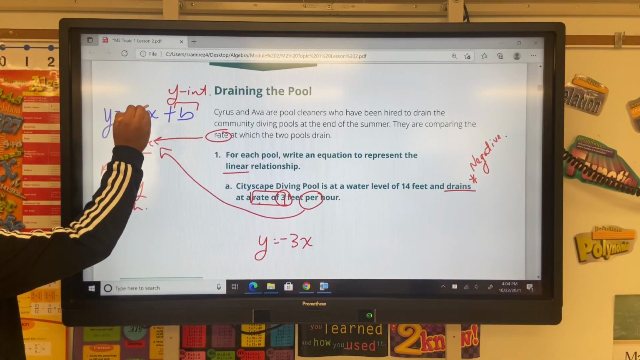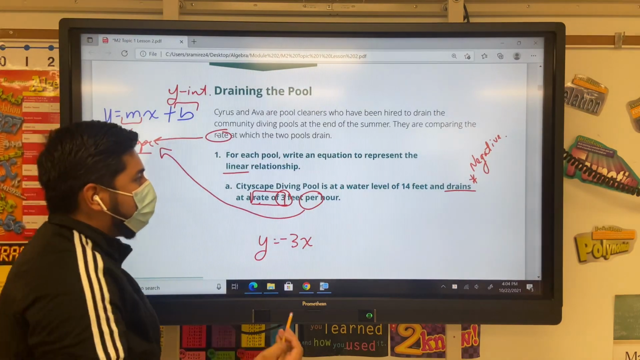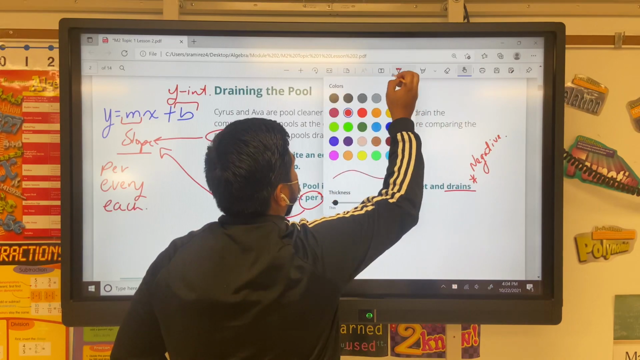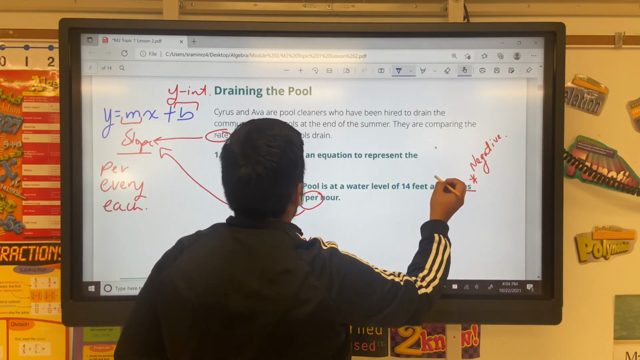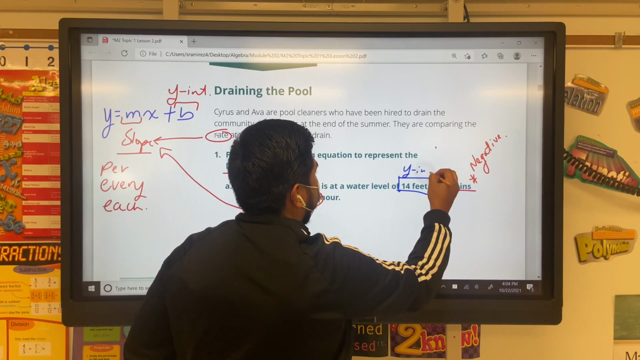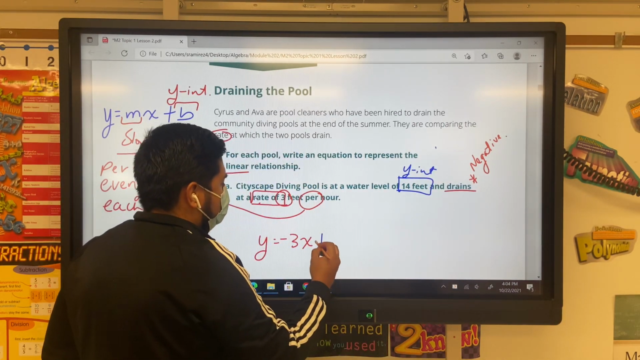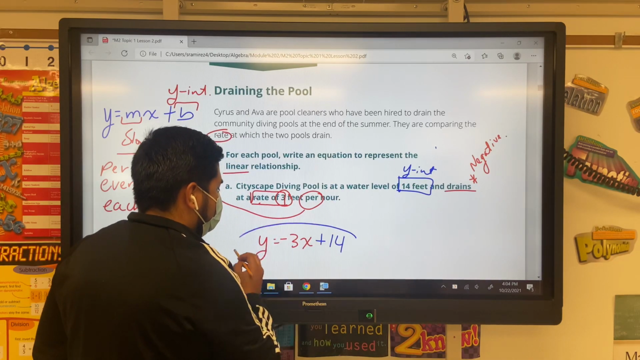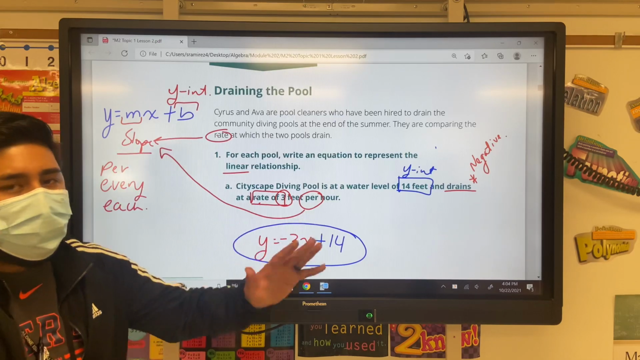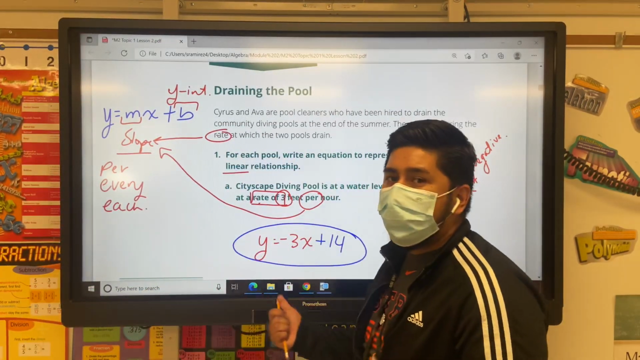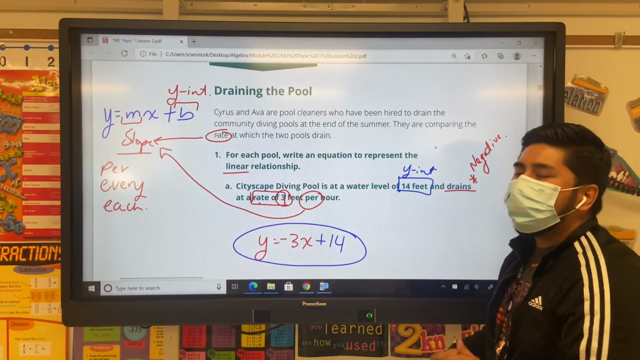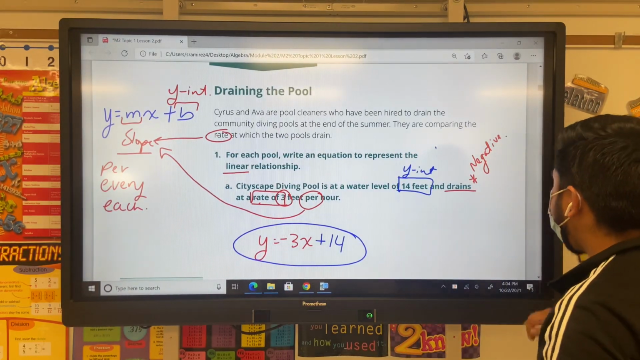All we're doing is replacing the m and the b. What is the other number given? Let me change it, sorry. 14 feet is my y-intercept, plus 14 feet. That is my equation, boom. And to be honest, this was on the STAR test. So if you're able to figure this out using keywords, you should get this correct. Let's keep going.